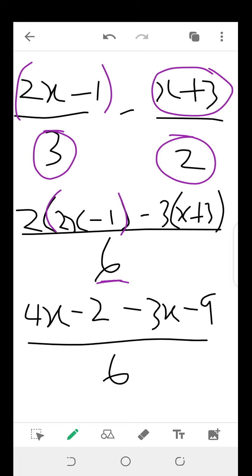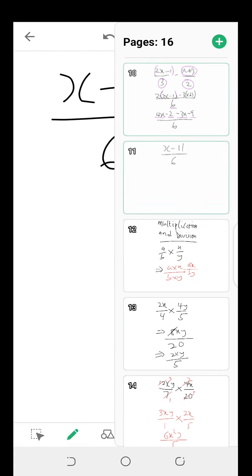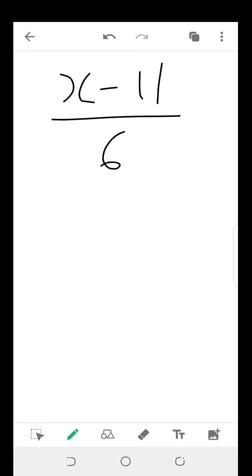So let's expand the bracket. 2 times 2x will give us 4x here. 2 times minus 1 will give us minus 2 here. Minus 3 times x will give us minus 3x here. And then minus 3 times 3 will give us minus 9 here. Perfect. So let's group like terms. 4x minus 3x will give us x. And then minus 2 minus 9 will give us minus 11. And we have our final answer as x minus 11 all over 6.